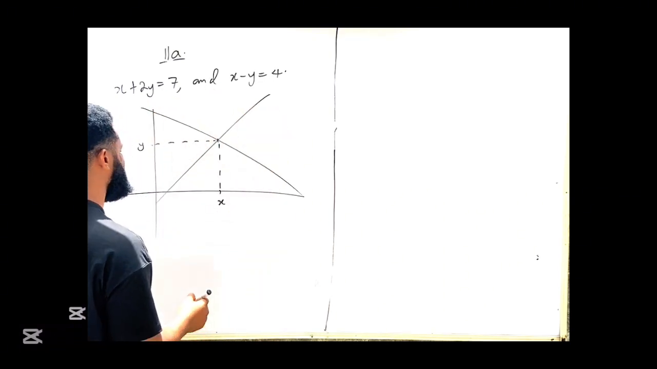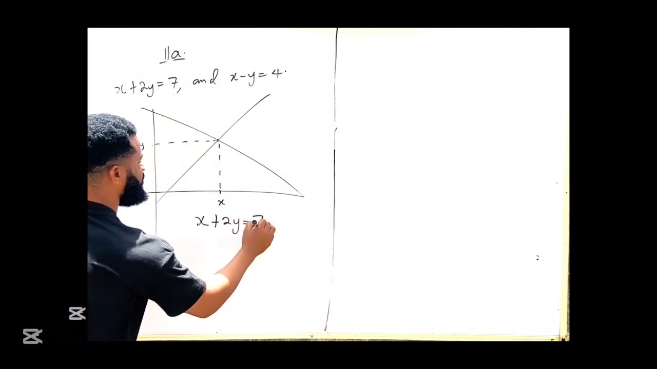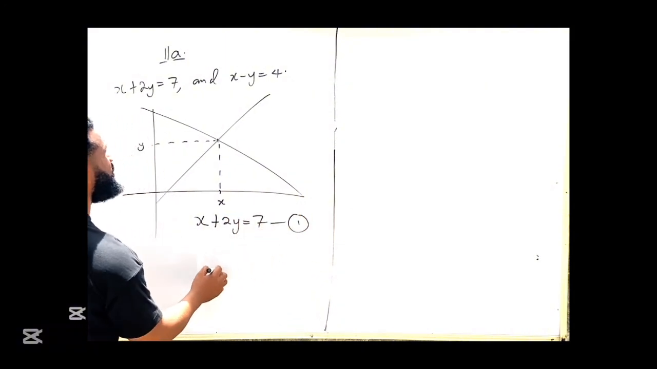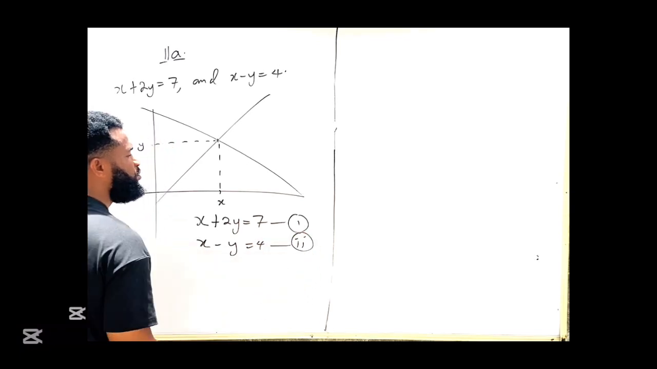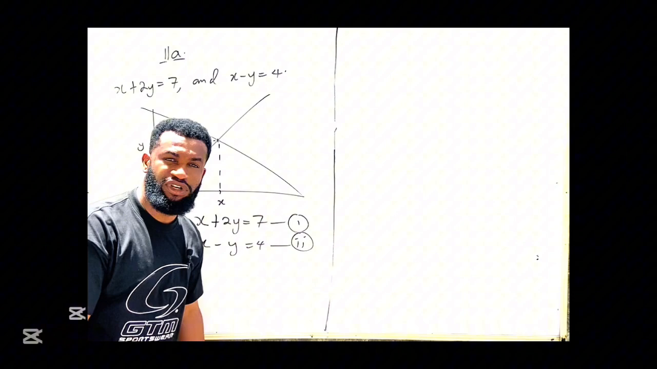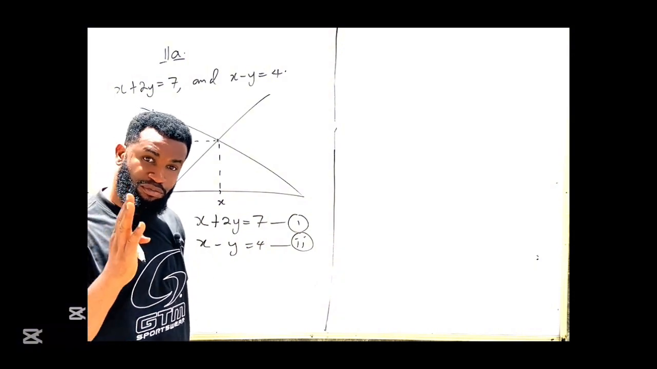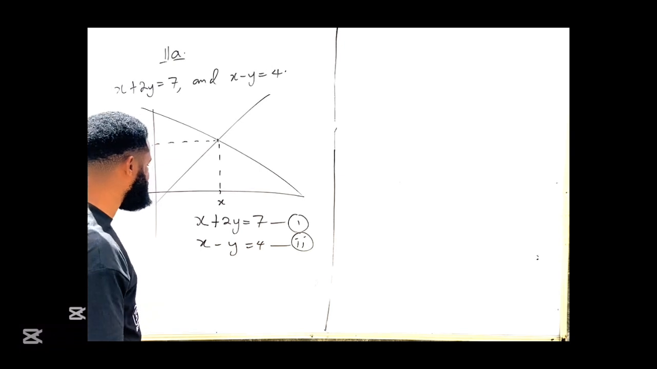So let's just solve. I'm going to solve simultaneously: x plus 2y is equal to 7, equation 1, and x minus y equal to 4, equation 2. Somebody will say, how do I know which one is equation 1? There is no fixed equation 1 or equation 2. Whichever one you call it is what counts. In this case, I'm going to use the elimination method.